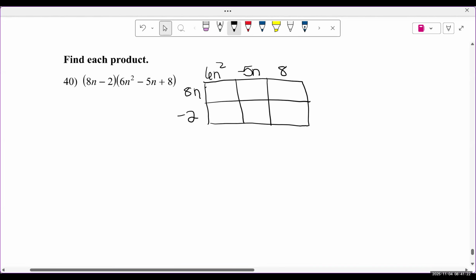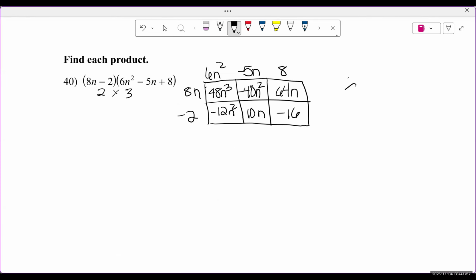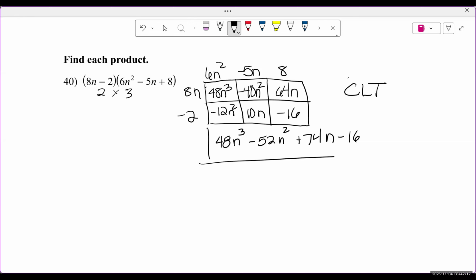Number 40, we're multiplying 2 terms by 3 terms. So we're going to make a box and we're going to fill in the box. Now we're going to combine like terms to get our polynomial: 48n cubed minus 52n squared plus 74n minus 16.